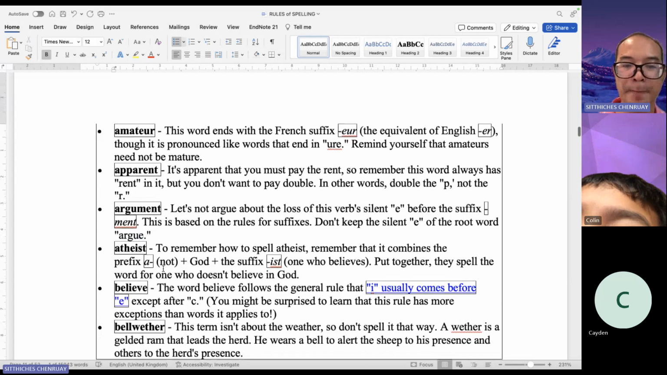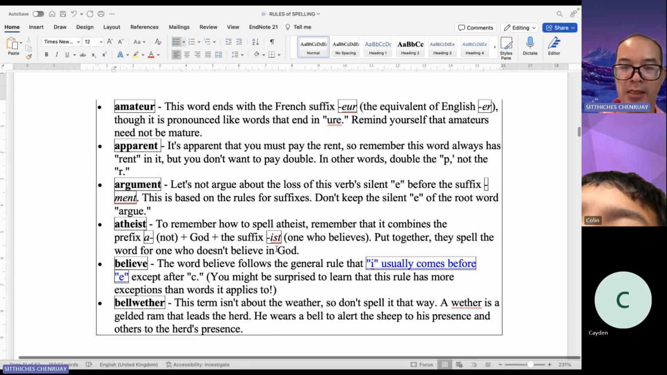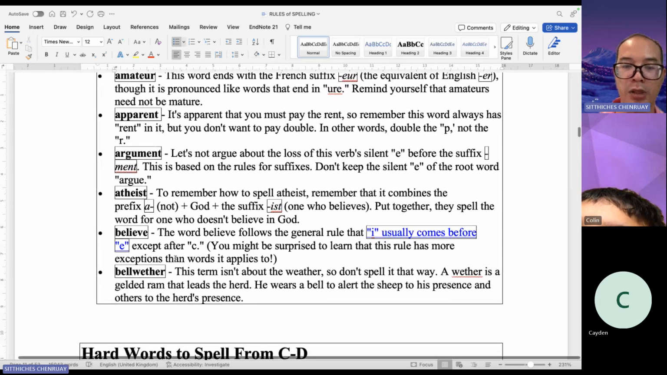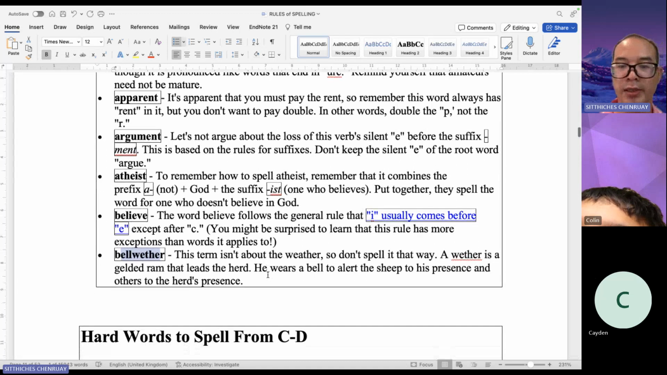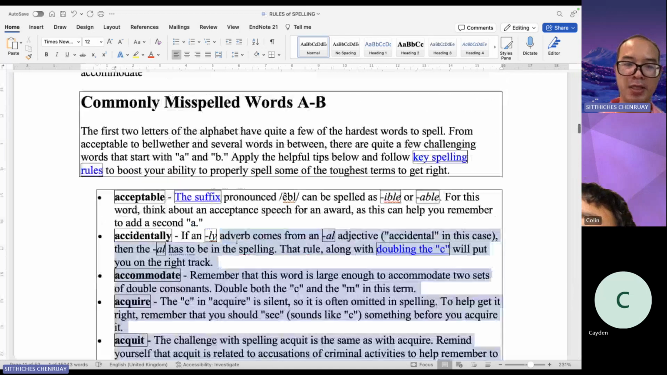Okay, atheist. A and theist: theist means God, and the suffix -ist just means the one who believes in it. And the word believe, there are two types, f and ve. This is the noun, and this is the verb. And then bellwether, this one is a term that isn't about the weather.